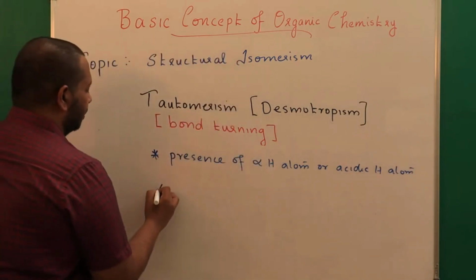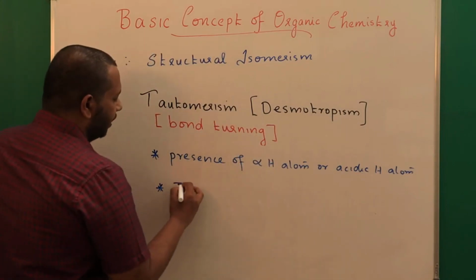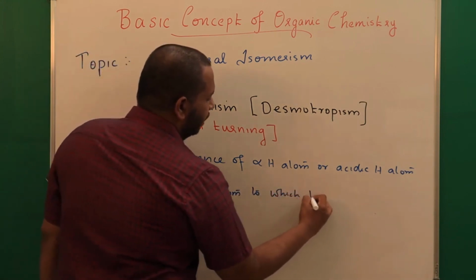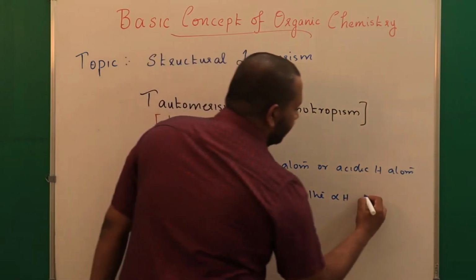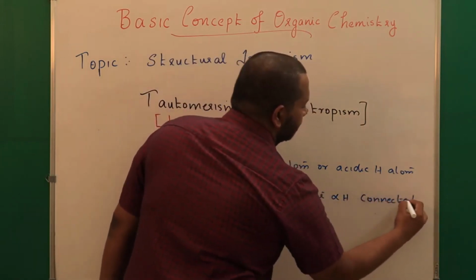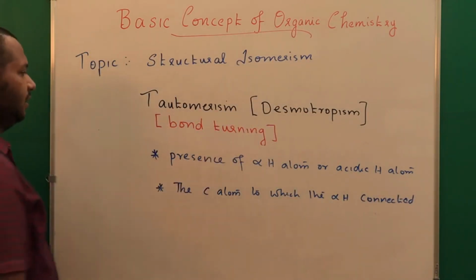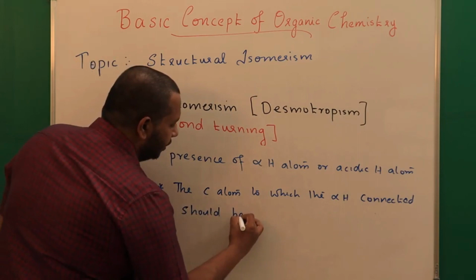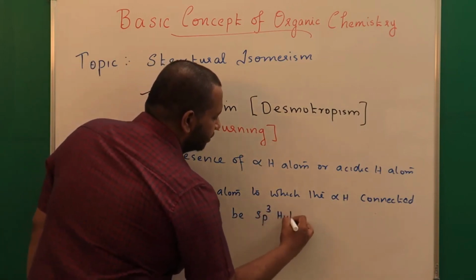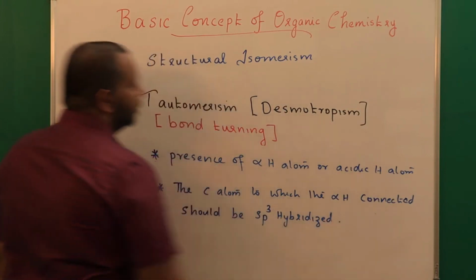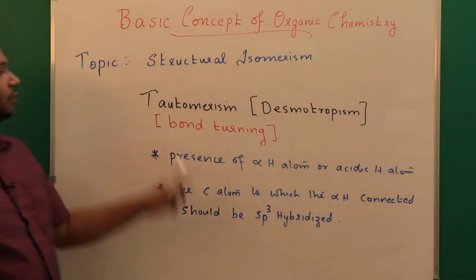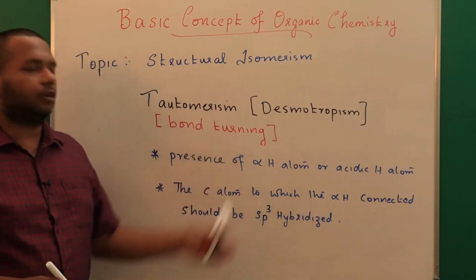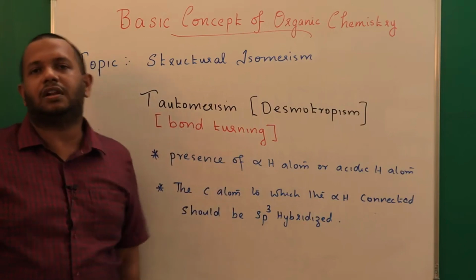And what is the next condition? The next condition is the carbon atom to which the alpha hydrogen atom is connected should be sp3 hybridized. Very, very important. So with these two conditions you can check whether a compound will exhibit tautomerism or not. Let's see a lot of examples and confirm that we understood the concept of tautomerism.